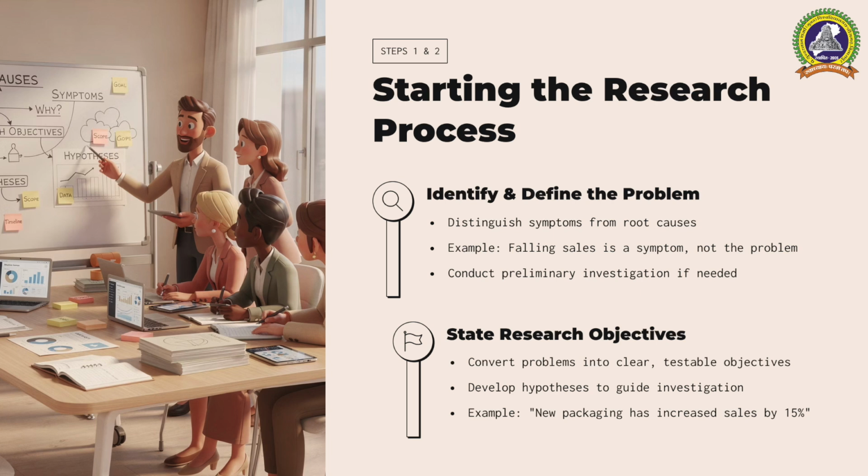Step 2 is statement of research objective. Once the problem is defined, we must state the objectives. These can be qualitative or quantitative. They are often expressed as hypotheses. A hypothesis is a statement that can be supported by data. For example, a hypothesis could be: the new packaging pattern has resulted in an increase in sales. The research will then test if this is true or false.